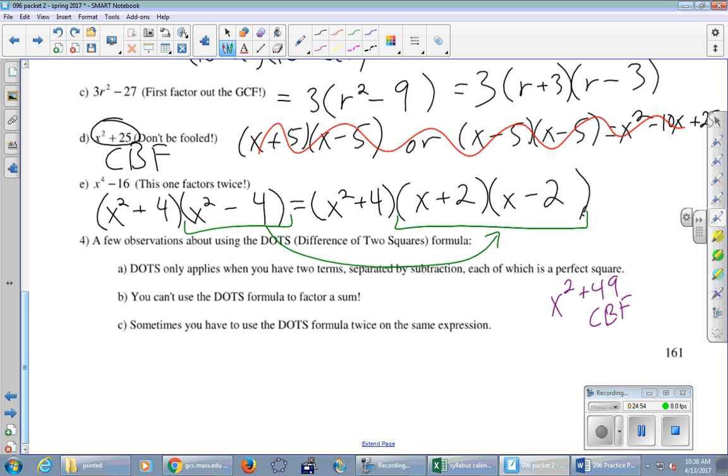Okay, and then it says sometimes you have to use the DOTS formula twice on the same expression. That's what we did in this last one here. Okay, if we're ready, next page.